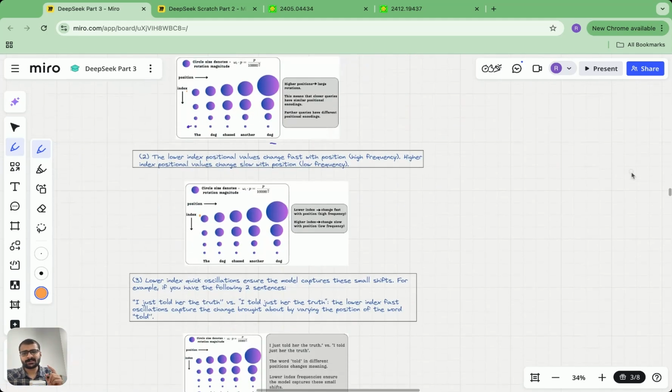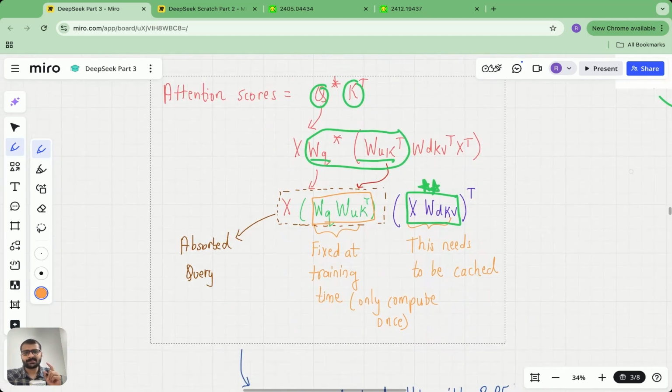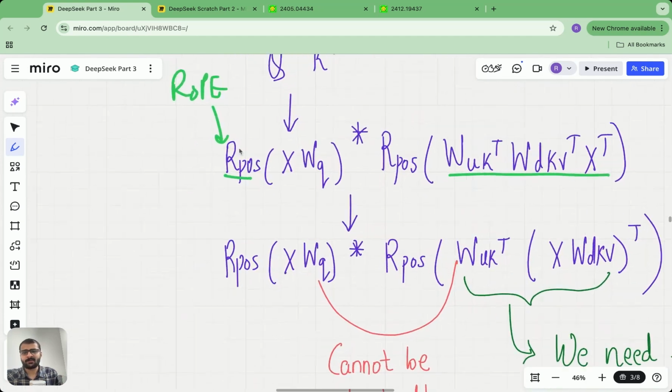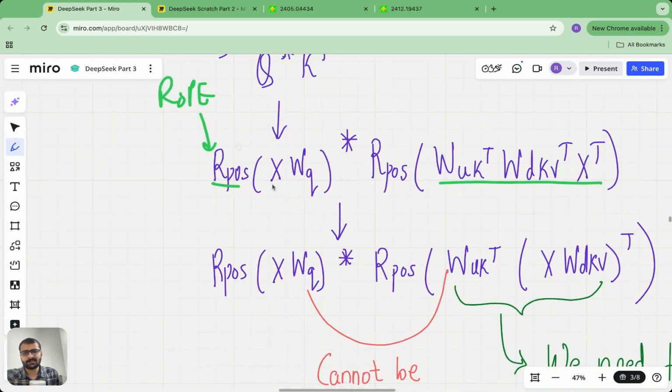This is the second understanding. The first understanding in today's lecture is that we need WQ and WUK transpose to be absorbed. Second understanding is that whenever I'm showing R pos here, it means that we take this vector, we break it down into chunks of two, and then we rotate every chunk. And the amount of rotations for every query vector and every key vector depend on its position. So this R pos is position dependent.